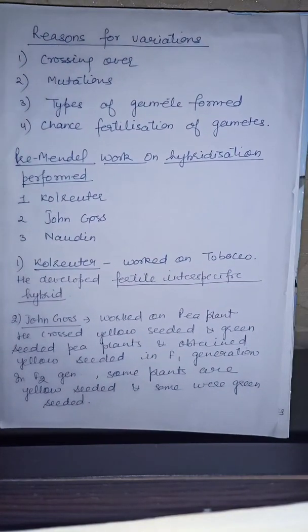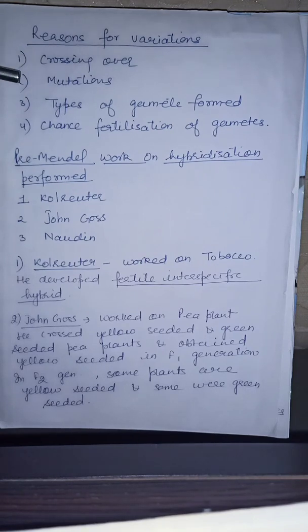Next is reasons for variation. Why do variations occur in the population? So reasons for variation are crossing over. Crossing over takes place in the pachytene phase of prophase 1 of meiosis 1. So crossing over, mutations, types of gametes formed, and chance fertilization of gametes. These are the four reasons for variation.